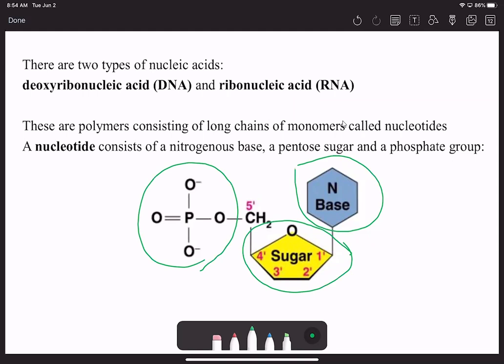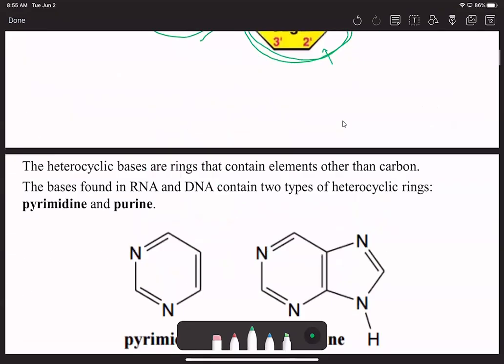What makes them different is that we have different bases that attach to it. We have two types of sugars. Now, the type of sugar is a real giveaway for DNA and RNA. This is how you determine the difference between DNA and RNA, and one way to determine that is the sugar that's used. Ribonucleic acid is made from what we call ribose sugar.